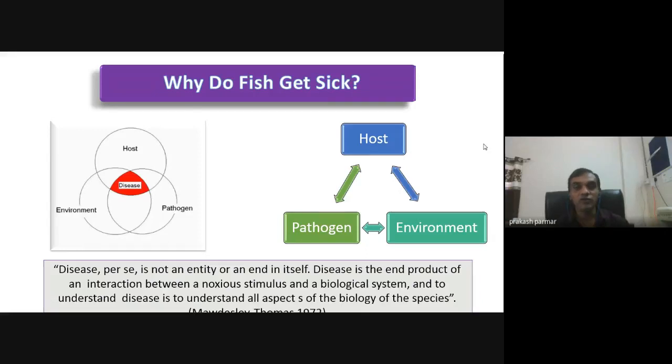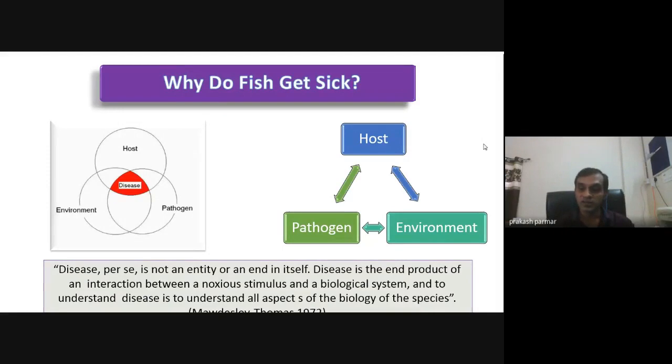About the ornamental fishes, we are keeping the fishes or animals in confined conditions. And when they are in confined conditions, it's very difficult to manage these three components at their best levels. So diseases are more common in confined conditions than in natural conditions. Disease generally occurs when the interaction between the host, environment and pathogens is disturbed.